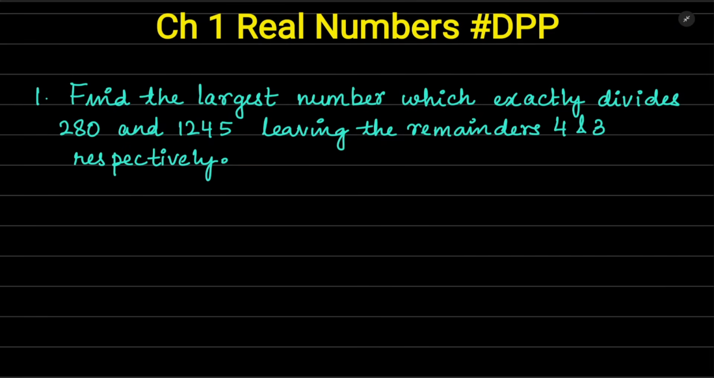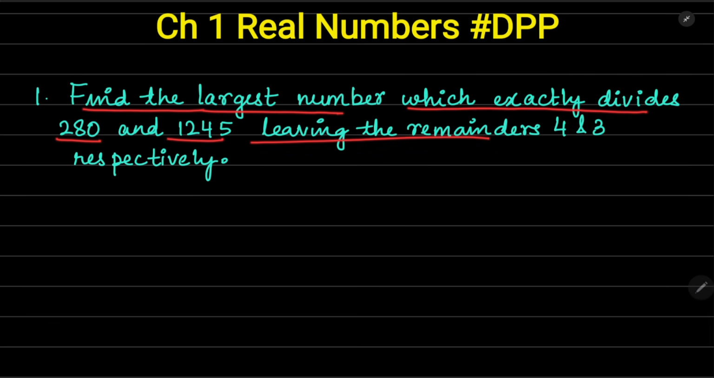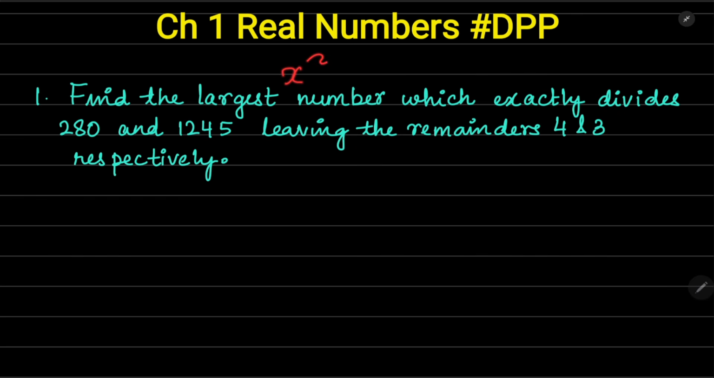So in today's video, let us do some important questions from the unit real numbers as a part of our daily practice. So the first question is, find the largest number which exactly divides 280 and 1245, leaving the remainders 4 and 3 respectively. So you have to find the biggest number which exactly divides two numbers, and those numbers will be obtained if you subtract the remainder from the given number.